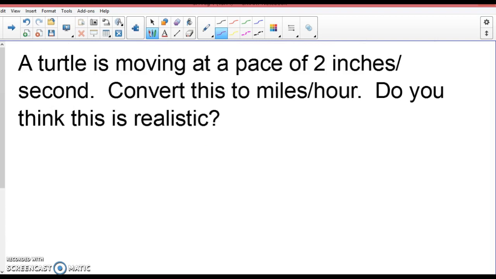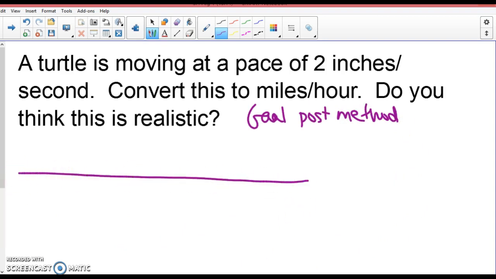A turtle is moving at a pace of 2 inches per second. By the way, I gave you this gallon man so you can use these for conversions today. Convert this to miles per hour. Do you think that this is realistic? Okay, now I am going to show you what is called the goal post method. I'm going to draw a line, and I'm going to start with 2 inches per second. And that's 1 second. Per second means 1 second.